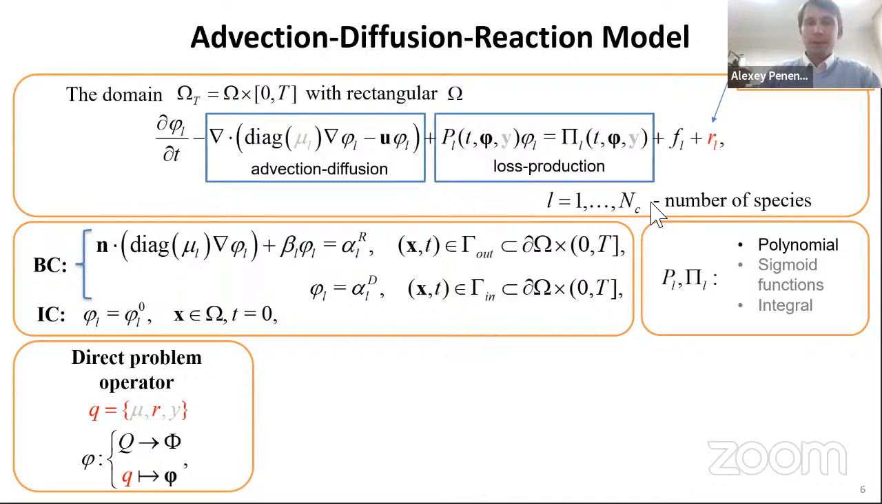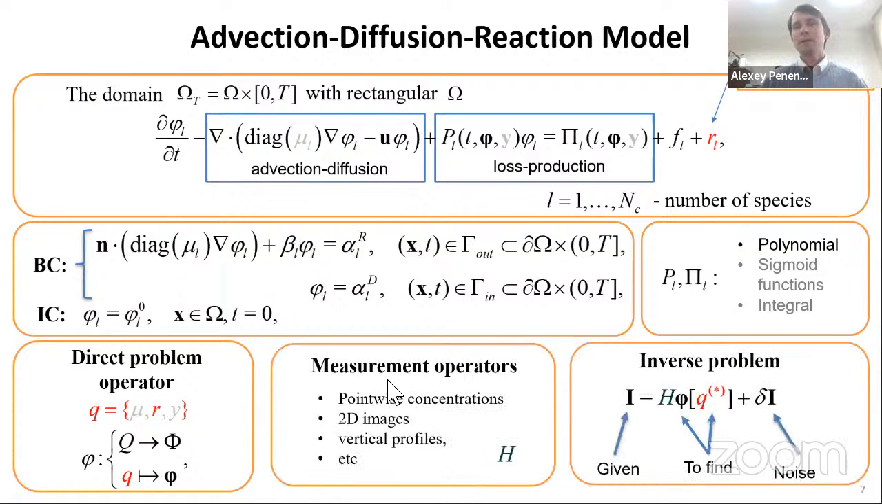And all the parameters of our models are divided into groups. So the first group is called known parameters. Like here, these are the wind speeds or diffusion coefficients. And the uncertainties, in this case, these are sources of emissions. And we set the direct problem operator this way. So it maps the source, emission source, to the state function.